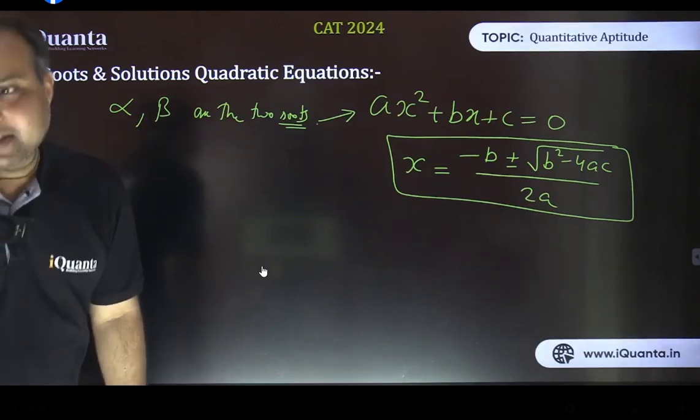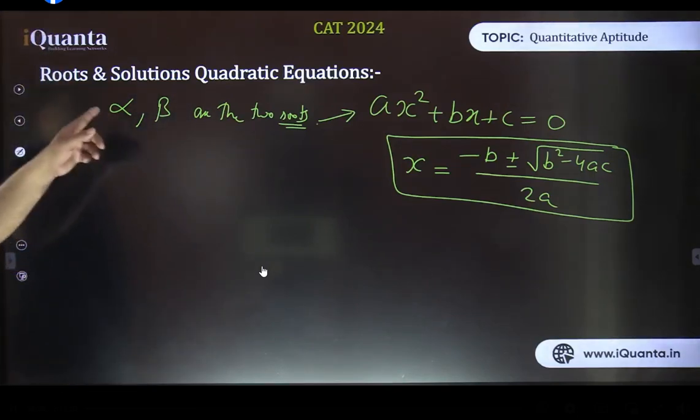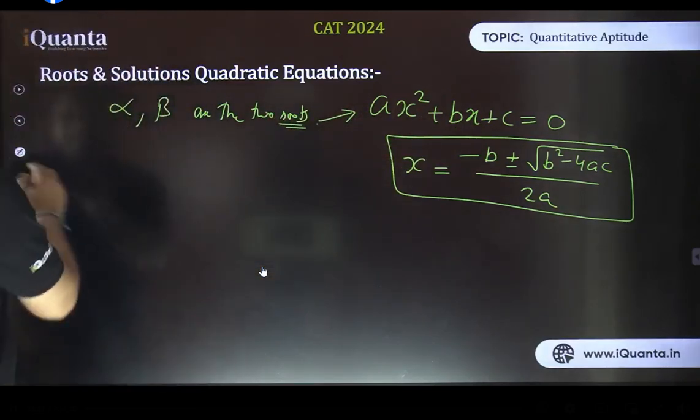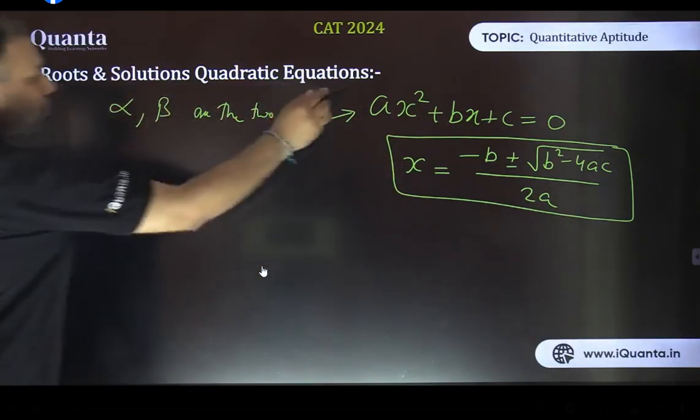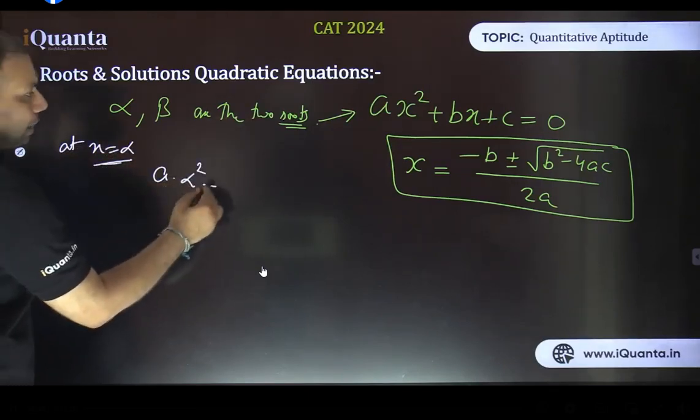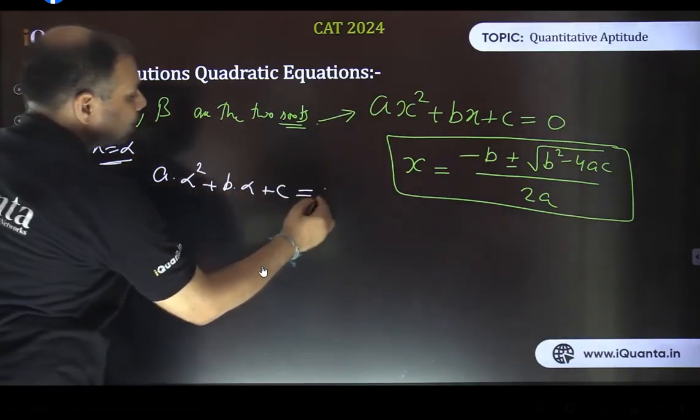Value satisfying the equation. Excellent. So value satisfying the equation means if I put the value of x as alpha, then the expression will be equal to 0. Let me write. So at x equals alpha, the expression becomes a into alpha square plus b into alpha plus c. So that must become equal to 0.